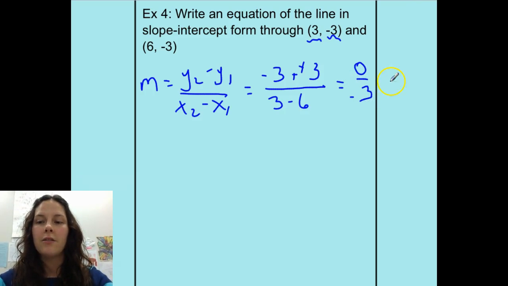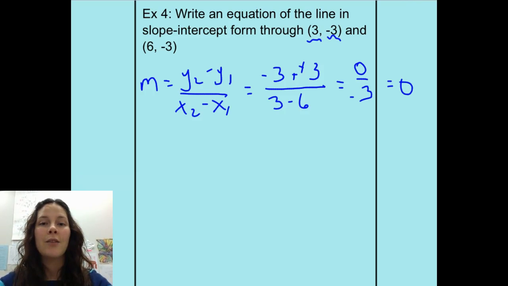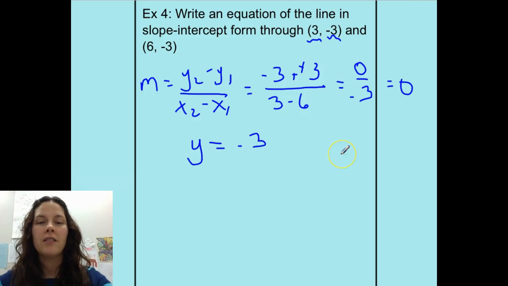so we get a slope of 0. Whenever you get a slope of 0, what you want to do is analyze those points a little bit more closely because you're going to have an x equals or a y equals equation. So looking at our points, the negative 3 in the y coordinate is the same. So our equation is y equals negative 3. We have a slope of 0, which means we end up with a horizontal line.